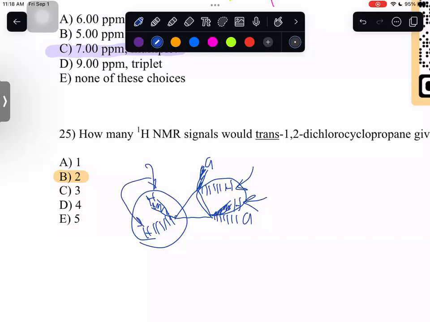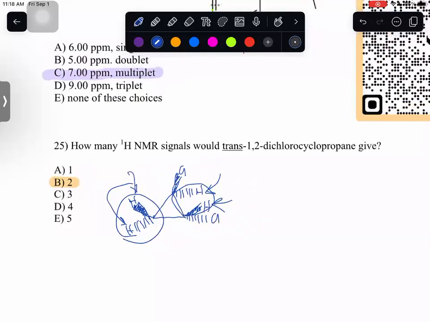Can group one give me another explanation? Yeah. Plus, notice that overall, they're going to be exposed to the same environment, even though they're trans to each other. Great job, thank you.